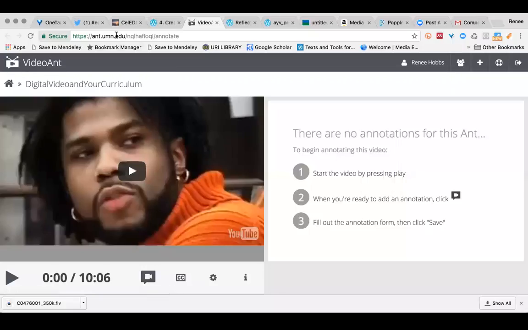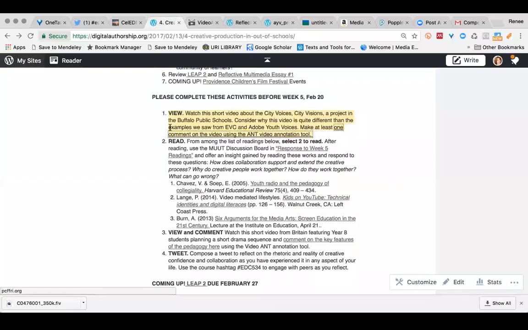Second thing, now you have some choice this week, just a little bit of choice in what to read. There are 3 choices. I'd like you to choose 2 of these. And after you choose and read these 2 pieces, use the Moot discussion board in response to week 5 readings and offer an insight gained by reading these works.